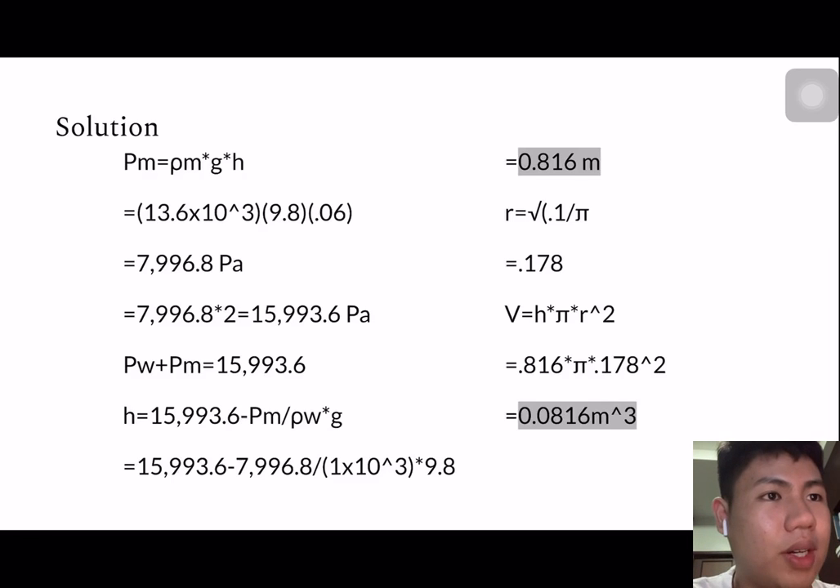Volume would be your height times pi times r squared, and you will get 0.816 times pi times 0.178 squared, and you will get your volume as 0.0816 cubic meters of water is required to double your gauge pressure.